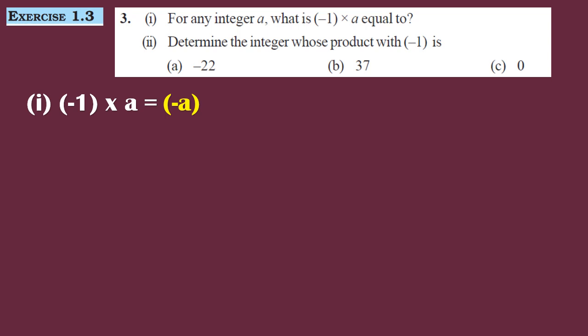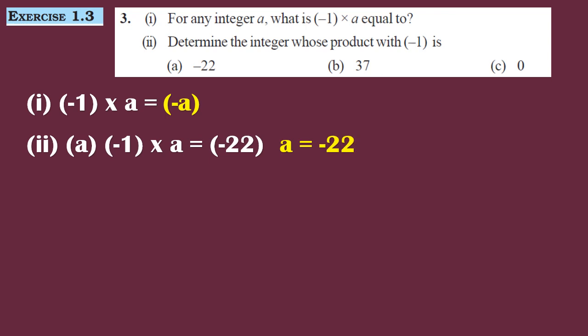Now determine the integer whose product with minus 1 is minus 22. That means minus 1 into a is equal to minus 22. Let us consider the integer as a. So which number do we have to multiply? It is the same number, 22. But negative or positive, that we have to find out. Since the answer is negative and here it is negative 1, we have to multiply with the positive 22. Then only negative into positive, negative will come.